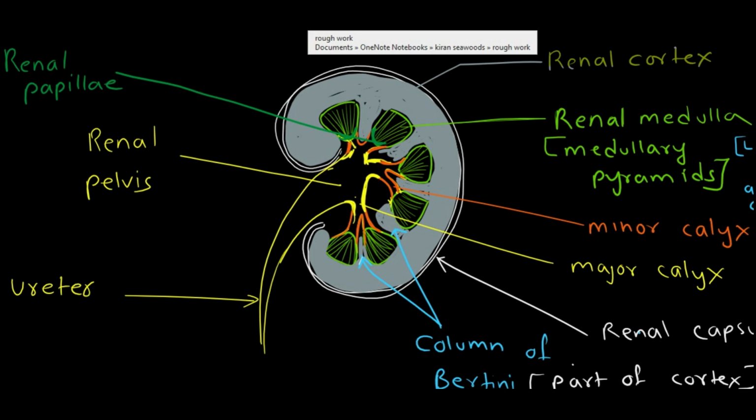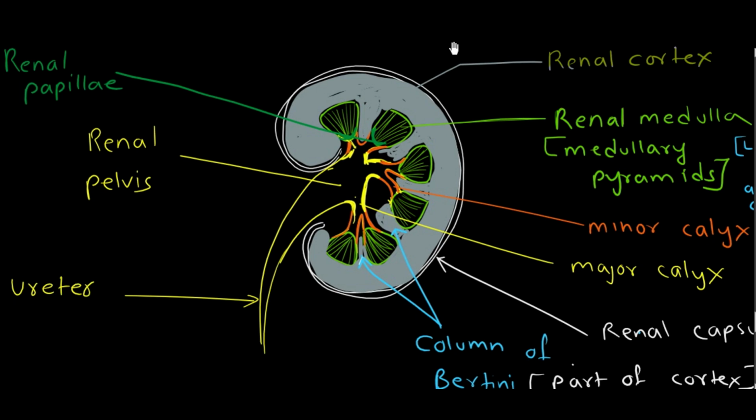Now the tip or the apex region of the medullary pyramid is referred to as renal papillae. Renal pelvis is the final part which will be receiving the urine. Once the urine is collected in the renal pelvis, it is sent out via ureter. It's a narrow tube and it sends the urine by peristalsis.